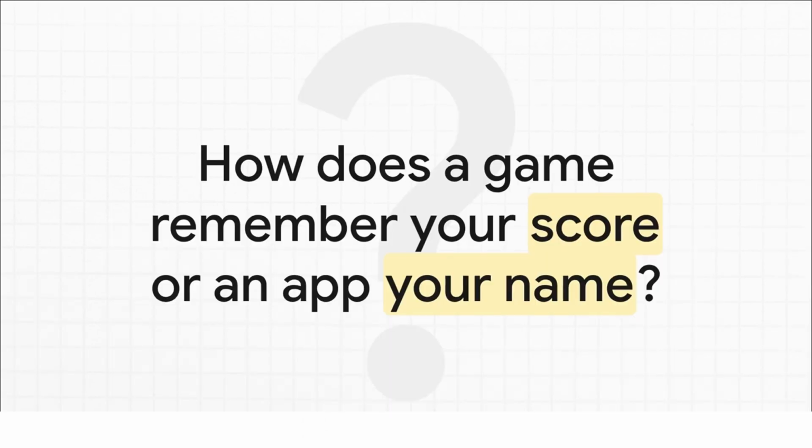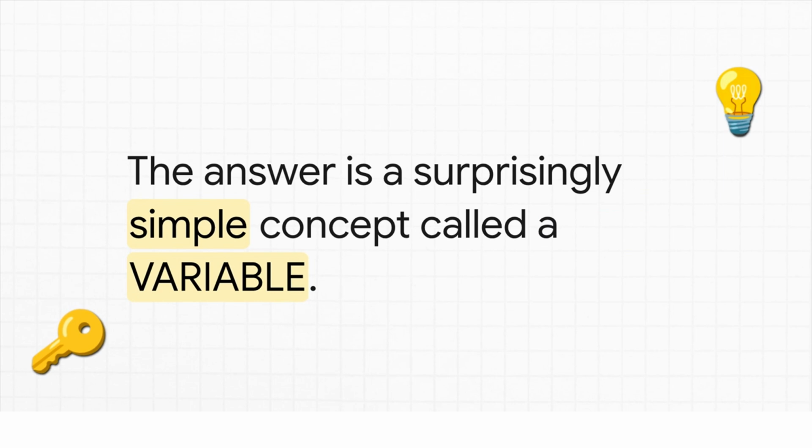I mean, have you ever really stopped to think about that? You close a game, you come back to it hours later, and boom, your high score is still right there. Or you log into an app, and it greets you by name. How in the world does it know? It kind of feels like magic, but the reality is, it's something incredibly simple and elegant. And the answer all comes down to this one single concept, the variable.